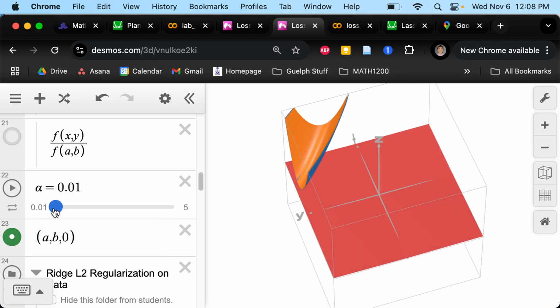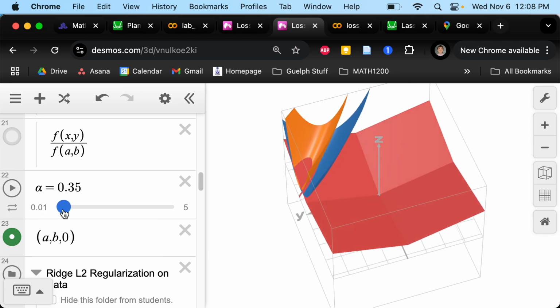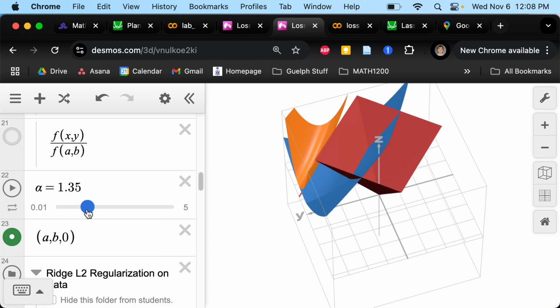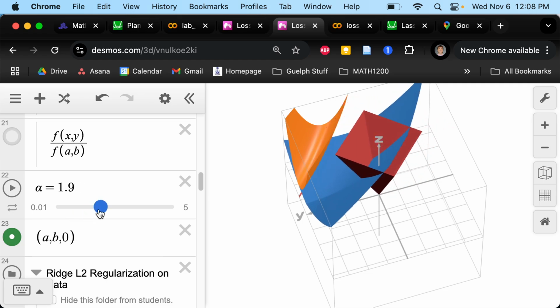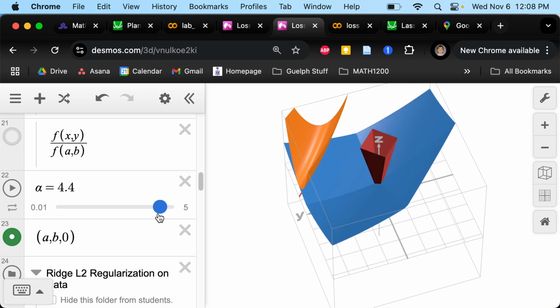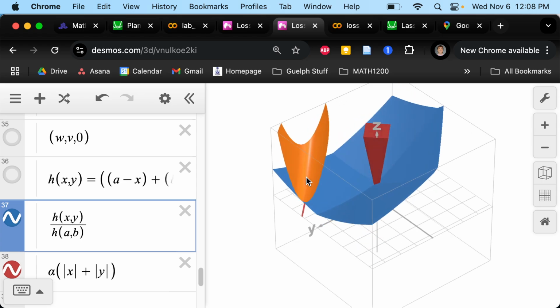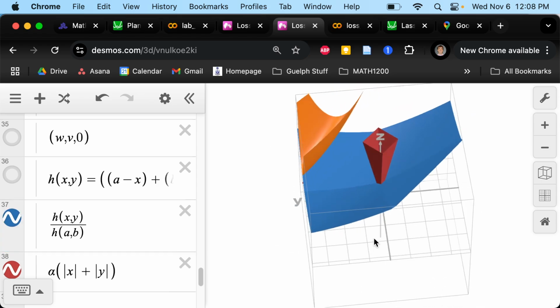Okay, so you start out by doing nothing, and then as you add on more and more of this thing, you change the surface. Let's add on a really extreme one, like this. And I want you to notice something really interesting about this blue loss surface.